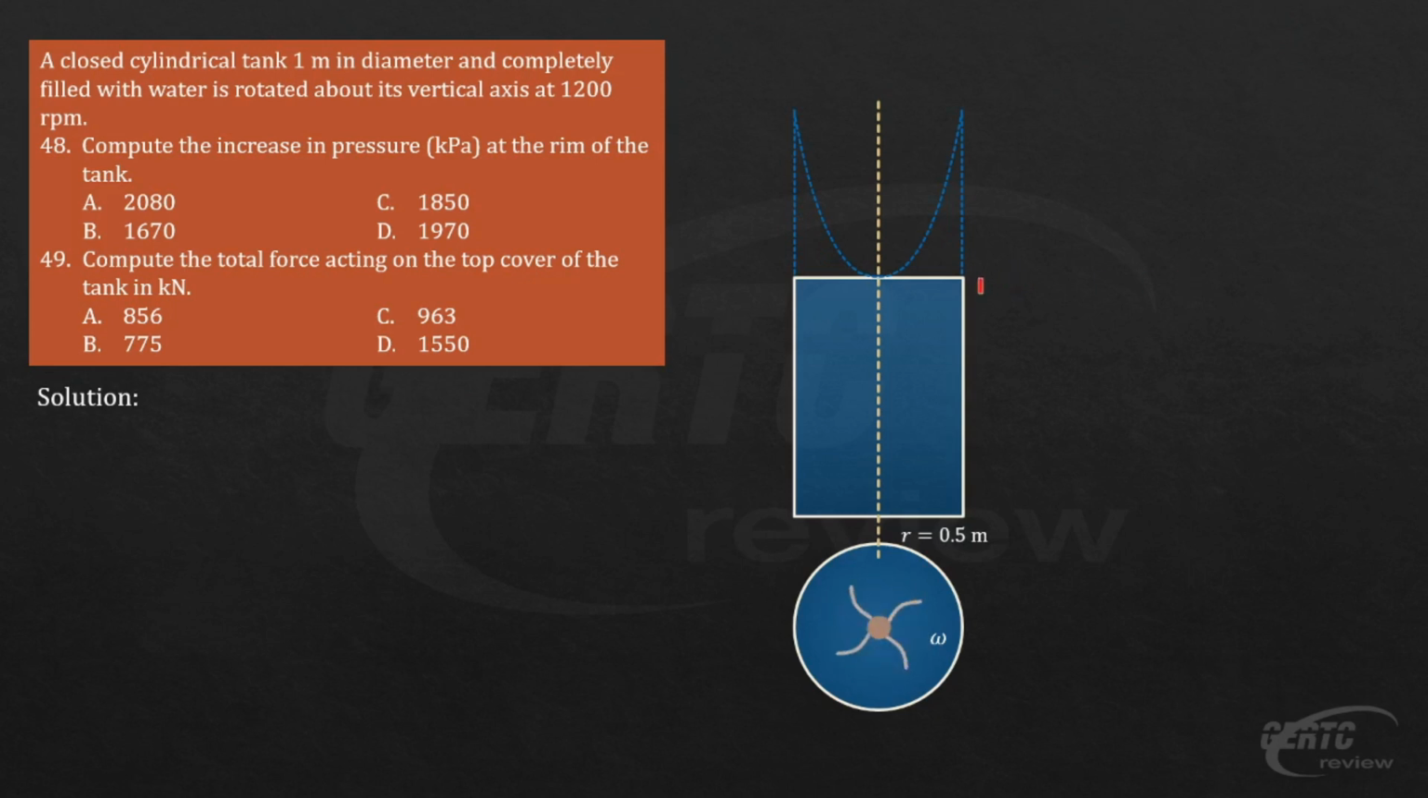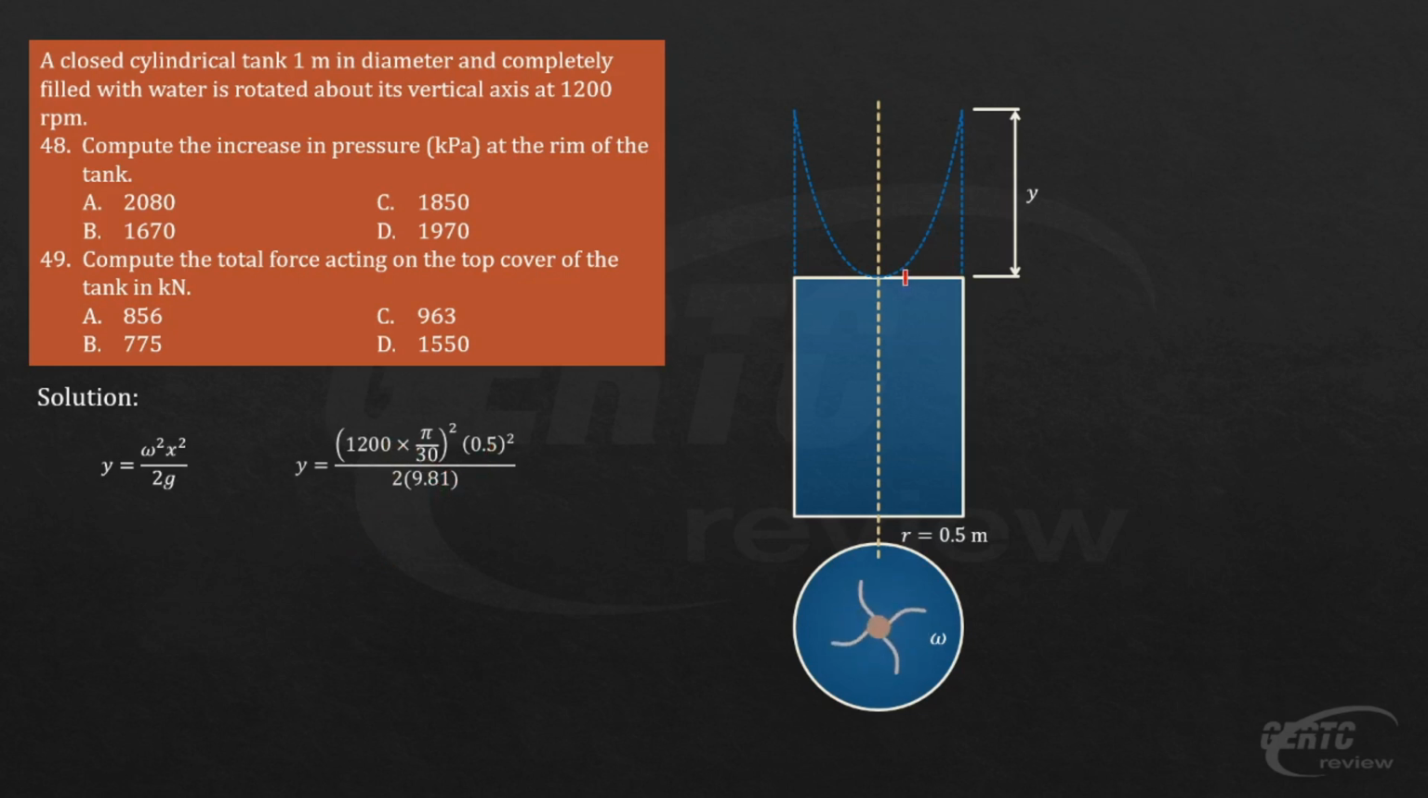So this is the pressure increase at the rim. This is our rim. The pressure increase is the rise, the height of this parabola. Let's call it y. Your r is 0.5. So the height of the paraboloid is equal to omega squared x squared divided by 2g. Here, your x is equal to 0.5. Your omega is 1,200 RPM. Let's convert that into radians per second, times pi over 30. This pi over 30 is the conversion from RPM to radians per second.